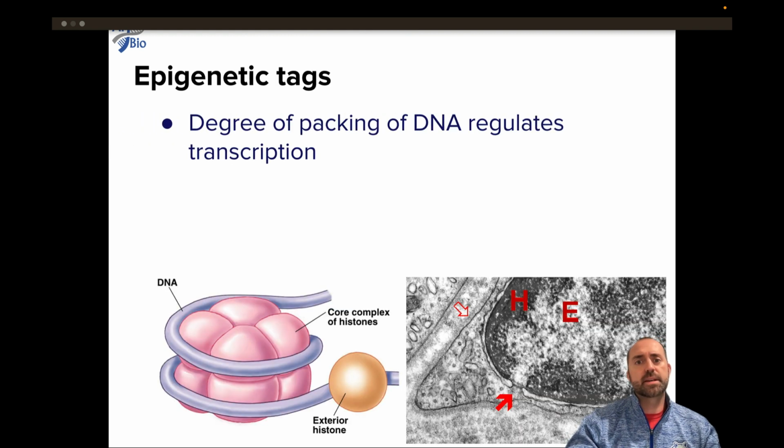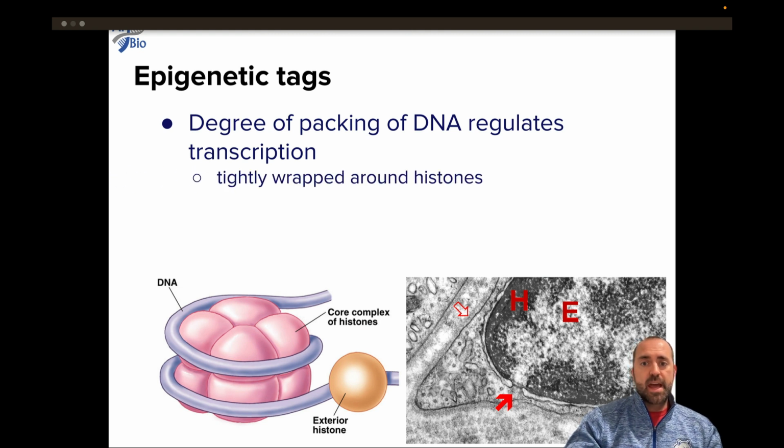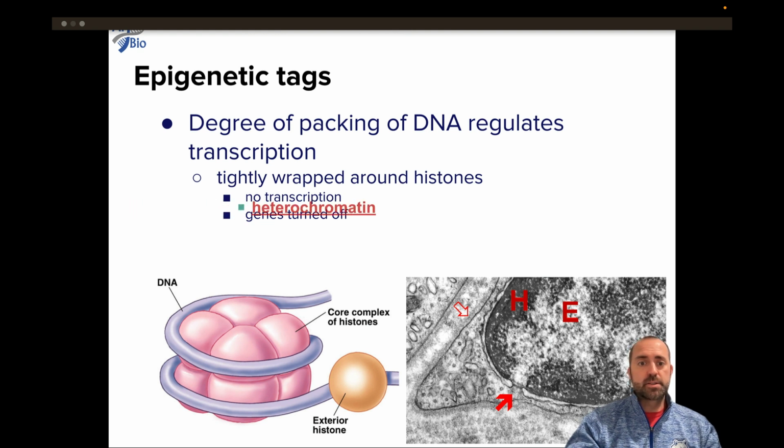So epigenetic tags, there are degrees of packing in DNA that regulate transcription. So again, that DNA is wrapped around histones. Sometimes they're tightly wrapped around those histones where no transcription is going to be taking place. Basically, if it's packed tightly, the RNA polymerase can't get to the actual genetic code and no transcription will be happening. Essentially, this is the genes being turned off. We call this heterochromatin. It's the more condensed regions we actually see in the nucleus, as you can see in the bottom right picture.